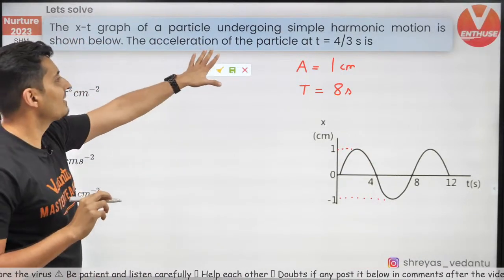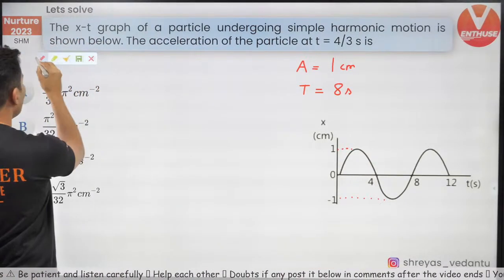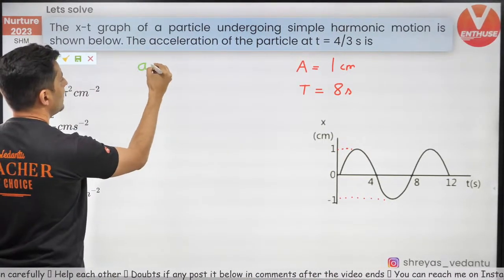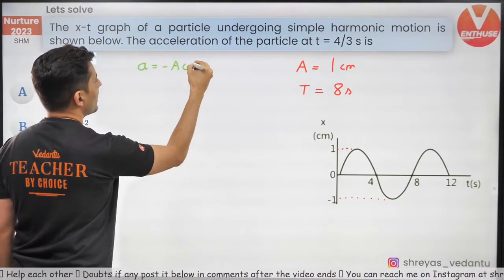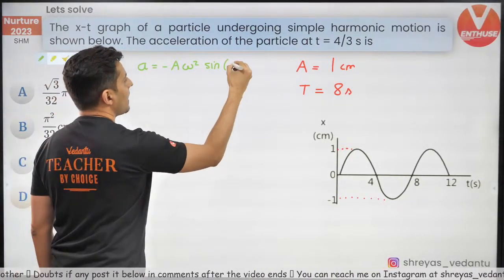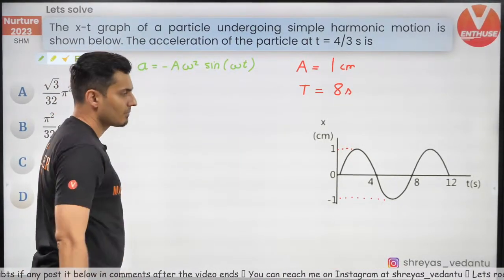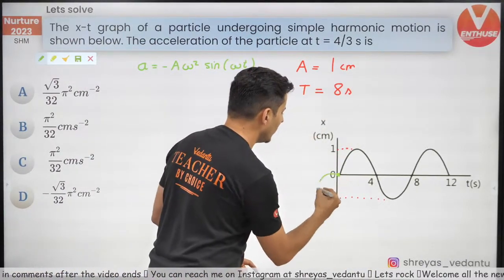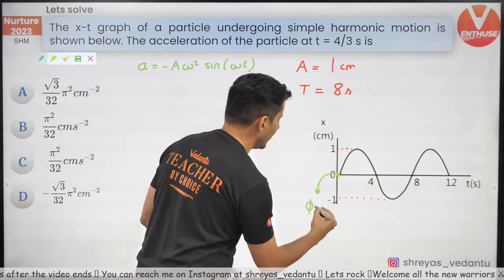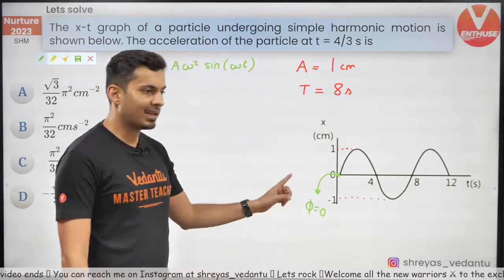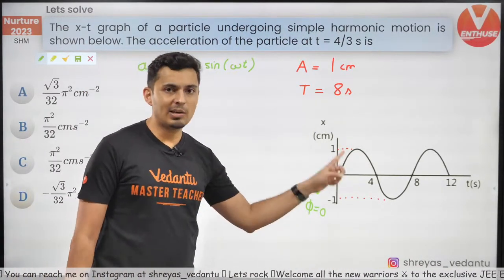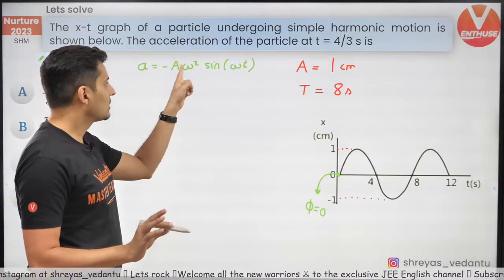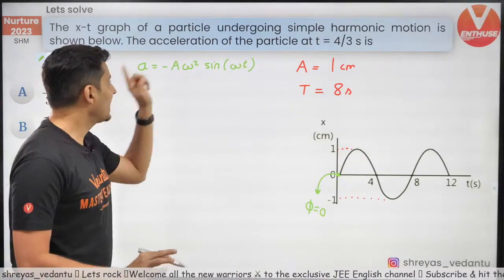Last thing, find the acceleration at this much time. Okay, I'll tell you what. Use this expression. Acceleration's formula is minus A omega square sine omega t. This is the formula. What about phi? Well, since it starts from 0, it clearly means the value of phi is also 0. If the graph starts from 0, the value of phi is also 0. Makes sense? So this is the expression of the acceleration.